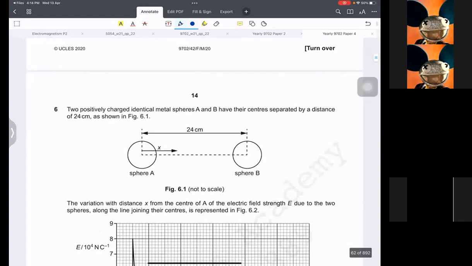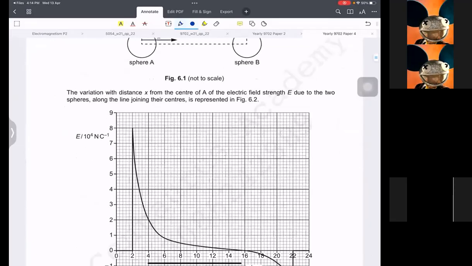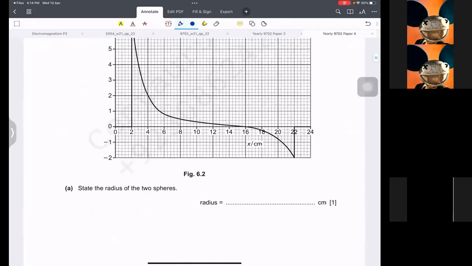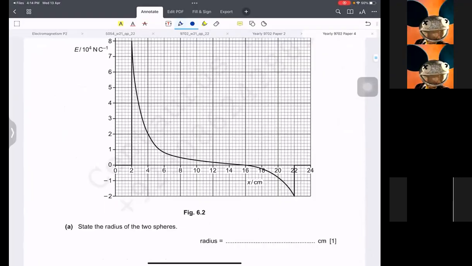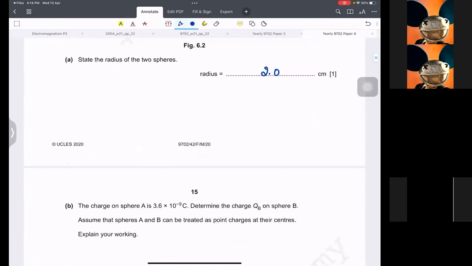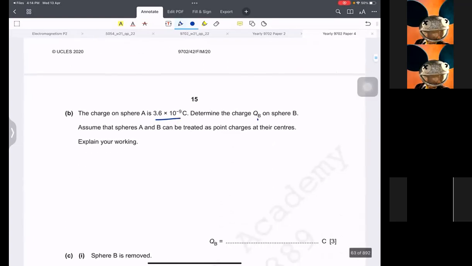Now, two positively charged identical metal spheres A and B have their centers separated by a distance 24 centimeter. Okay. State the radius of the two spheres. Radius, I feel like it's 2, right? 2 centimeter, 2.0 centimeter. Okay. Then it says charge in sphere is this. Determine QB. Assuming the charge A and B can be treated as point charges, explain your working.